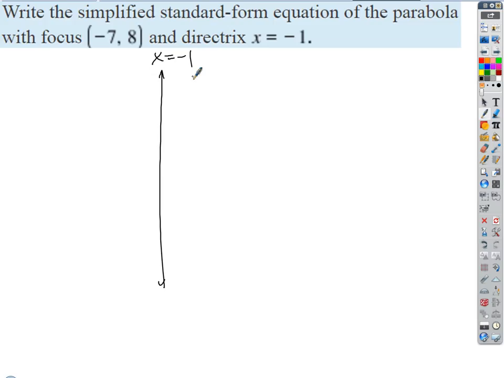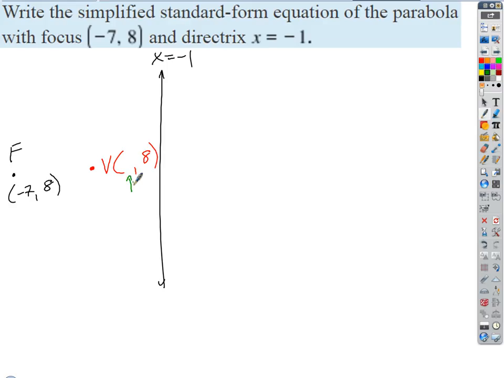Focus is left or right? Left. -7 is left of -1. So there's our focus. Label it with an F. The coordinates are -7, 8. So the vertex goes halfway in between, right there. We'll label that with a V. What are the coordinates going to be? Which coordinate's going to be the same? The y coordinate is. They line up horizontally, so we know that that's an 8.